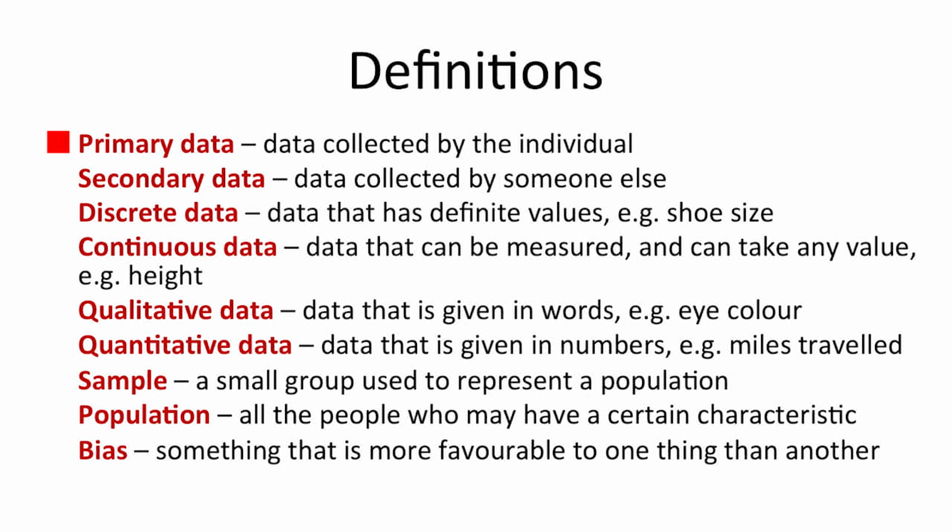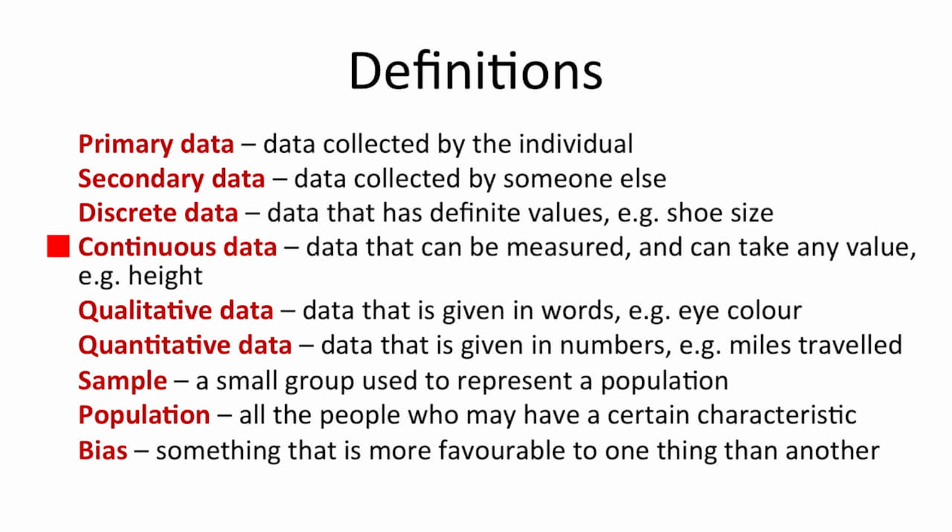Now, primary data is data that's been collected by the individual. Secondary data, however, is data that's been collected by somebody else. Discrete data is data that can take certain values. Now that could be, for example, shoe size, and it has a definite value to it, and we can only select certain ones within an experiment.